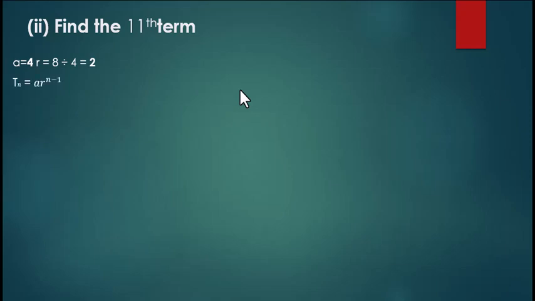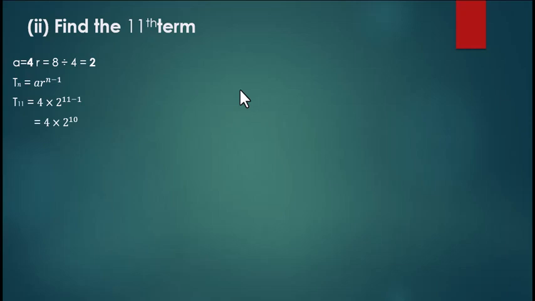Our formula is Tn, which is equal to A, our first term, times R, the common ratio, to the power n minus 1. We substitute our 11th term, which is 4 multiplied by 2 to the power 11 minus 1. We replace n by 11, since we are finding the 11th term. When we subtract, 11 minus 1 is 10.